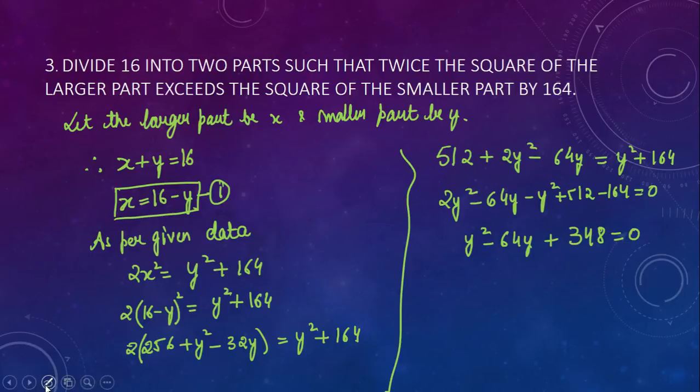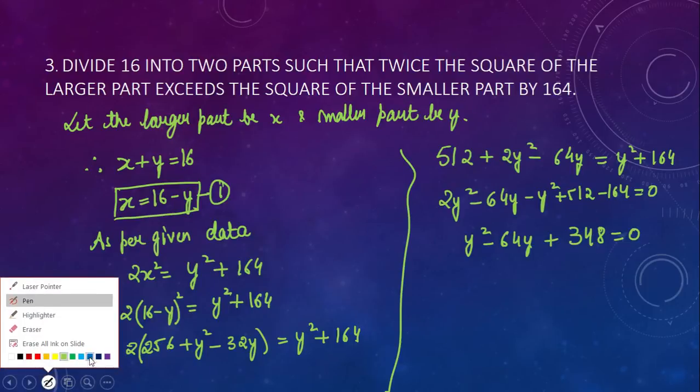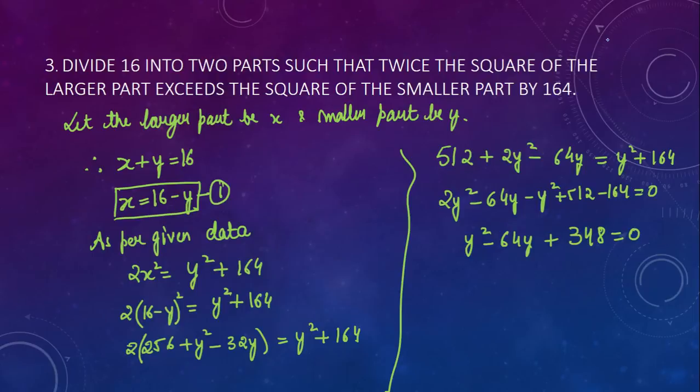Now we got a quadratic equation. Now here the factorization is slightly difficult. So you know that the coefficient of the first term is 1, so no need to waste your time there. 348, now we need to factorize. So factorize 348 into two parts.